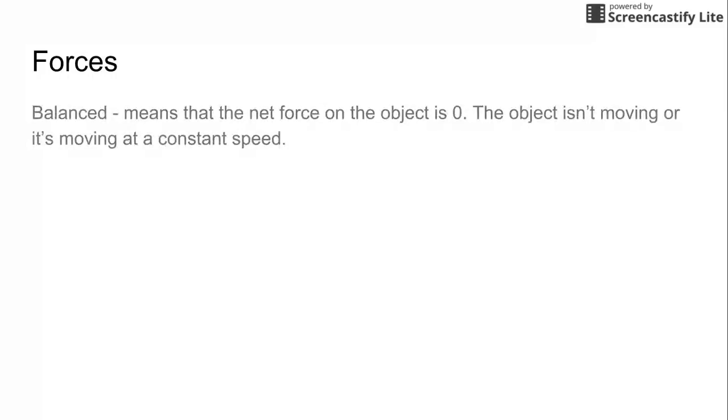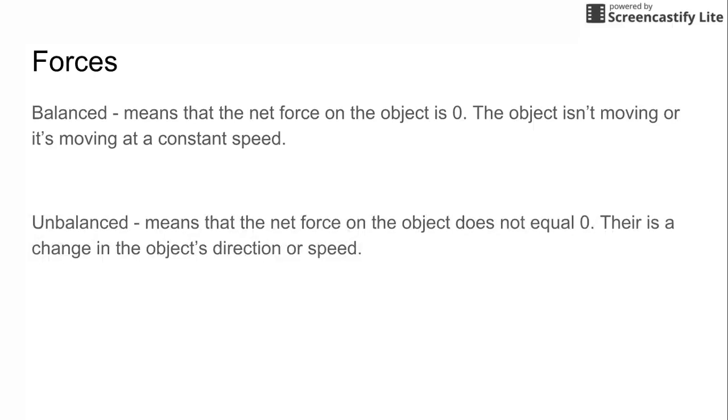So what types of forces are there? Well, there's balanced, which means that the net force on the object is zero. So the object isn't moving or it's moving at a constant speed. So if there's no net force in one direction, it's either not moving or it's moving at a constant speed. Or there's unbalanced. And this means that the net force on the object does not equal zero, and there's a change in the object's direction or speed.